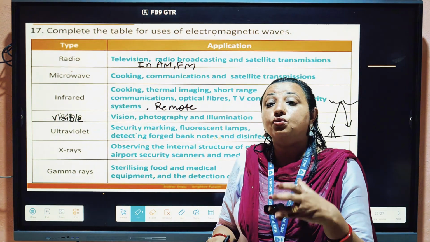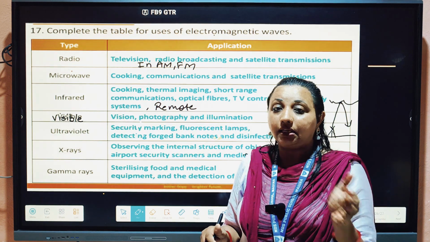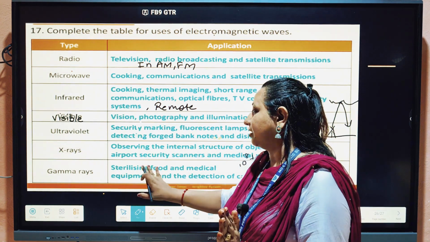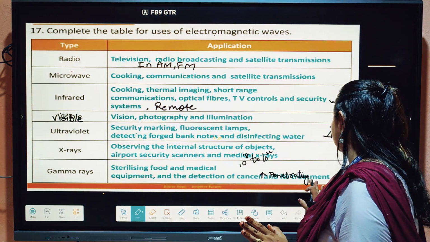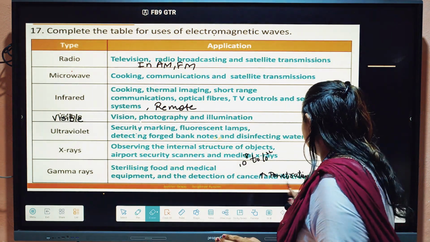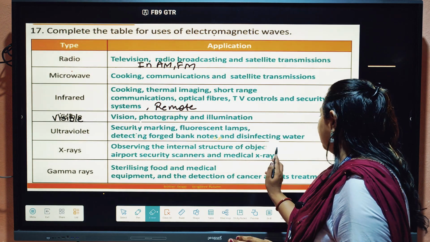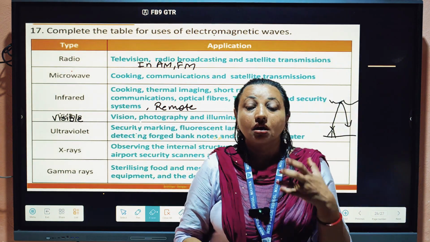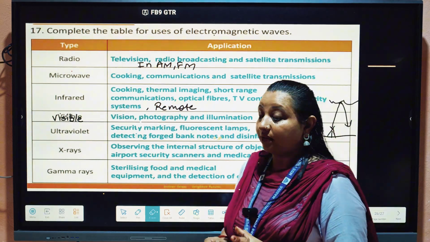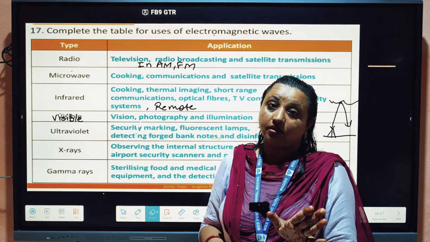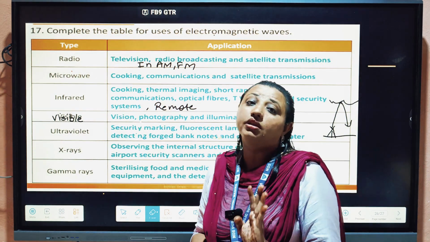To sterilize, to keep them free from any microbes or germs, we can sterilize them with gamma rays. And for the detection of cancer and its treatment, we also use gamma rays, right? So these are some uses of these waves. You have to remember at least two or three uses of each wave.